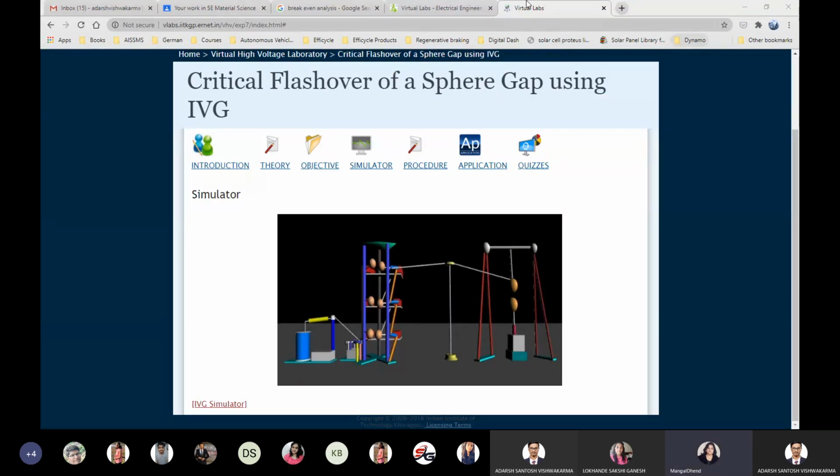Okay, Adarsh, you share. Yes, ma'am. First I kept the sphere diameter constant, that is 2 centimeters, and changed the sphere gap from 0.2 to 0.6, and noted the breakdown voltage for the respective changes in the sphere gap. Where are your observations? Ma'am, I have written them in the notebook. That is what I told you to share, no? You can take a snap and share it.